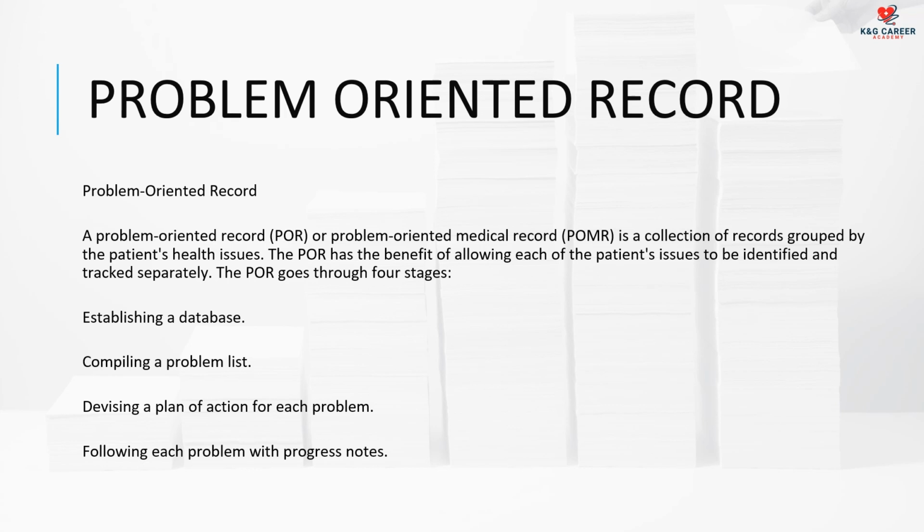Problem-oriented record. A problem-oriented record, POR, or problem-oriented medical record, POMR, is a collection of records grouped by the patient's health issues. The POR has the benefit of allowing each of the patient's issues to be identified and tracked separately. The POR goes through 4 stages: establishing a database, compiling a problem list, devising a plan of action for each problem, following each problem with progress notes.